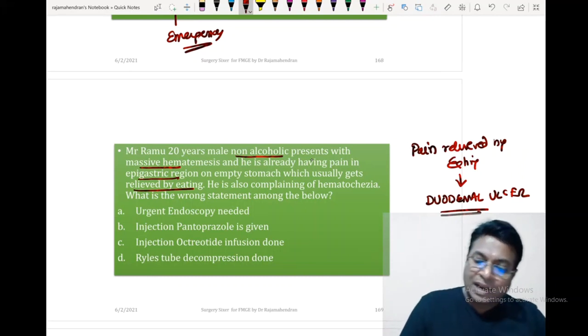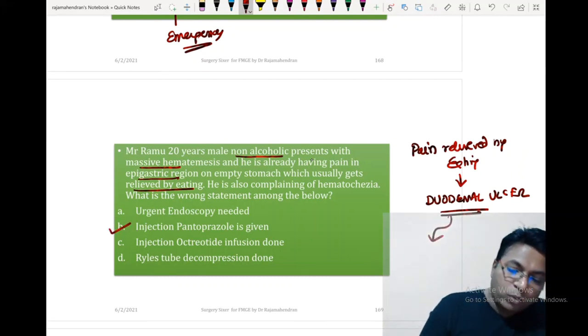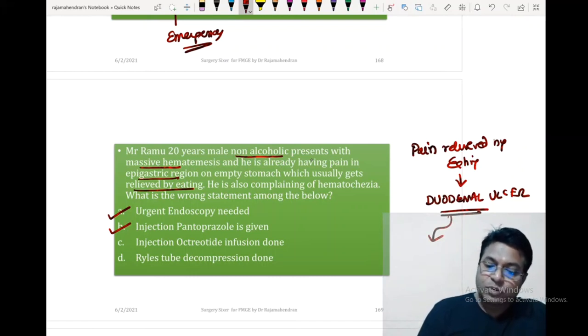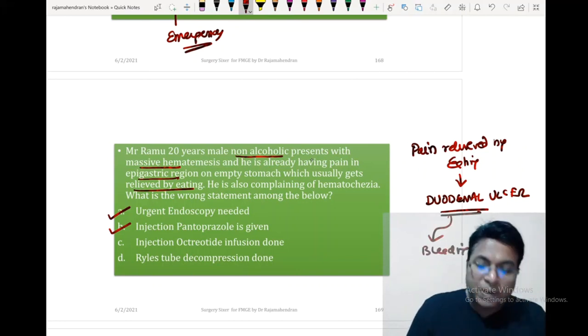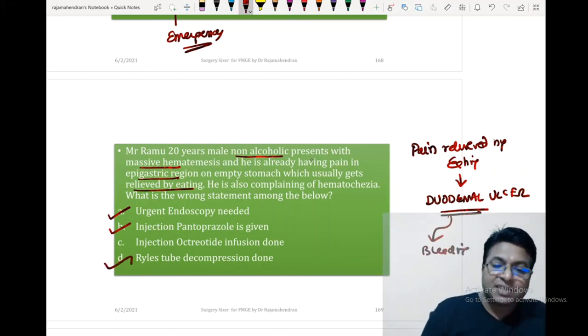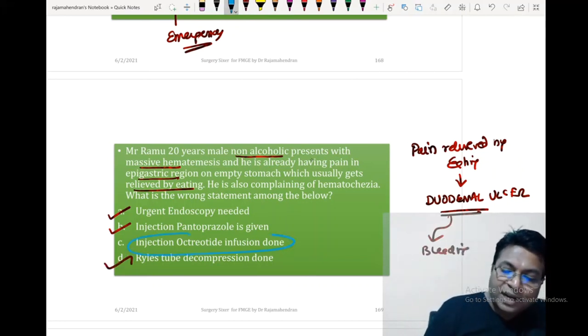So for this duodenal ulcer, what will I do? I will immediately give pantoprazole. Endoscopy may be needed, because it may be a duodenal ulcer which is bleeding, so I have to do an endoscopy to look for the bleeding. Ryle's tube decompression will be needed. And octreotide is not needed here.